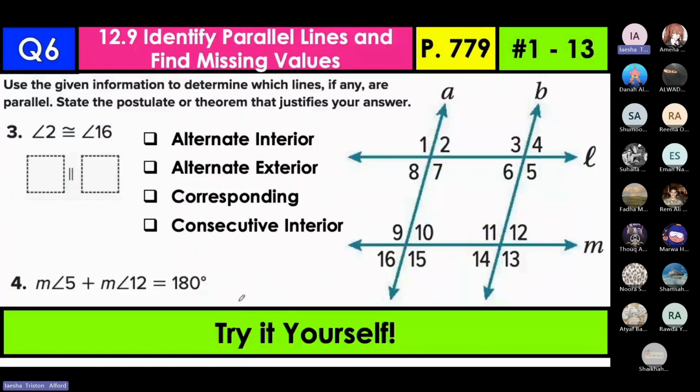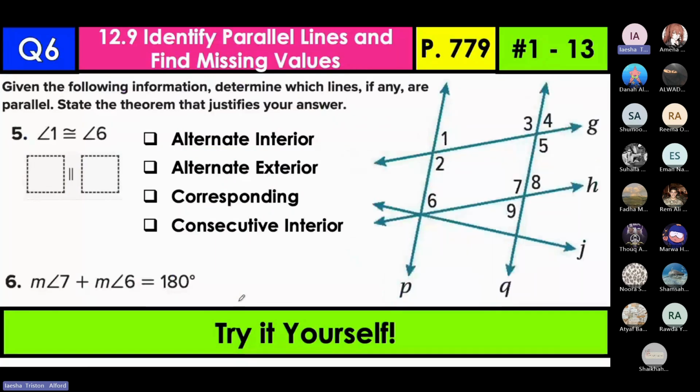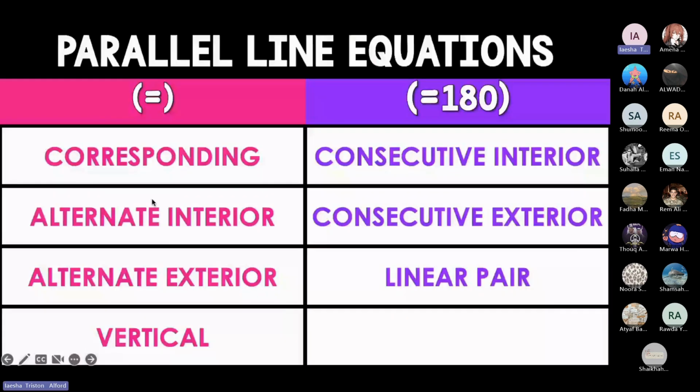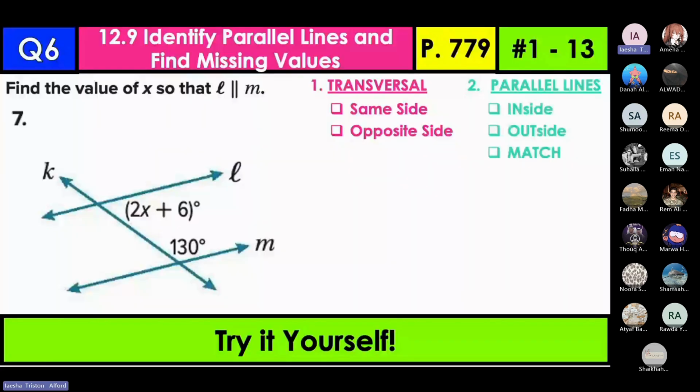That's it. 3 and 4, try it yourself. 5 and 6, try it yourself. The last part is about writing the equations. Corresponding, alternate interior, alternate exterior, and vertical should all be equal. Consecutive interior and linear pair are supplementary. So number 7, say what is the name, write the equation, and solve. I'm not going to do it for you. If you want to ask me next week, no problem.